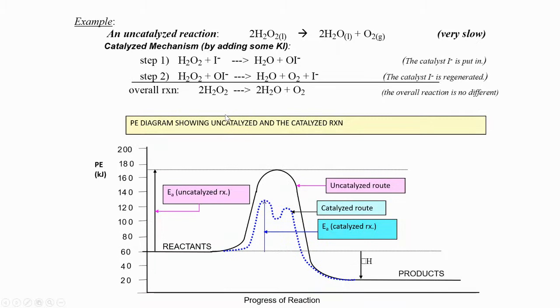How does it influence the PE diagram? So two things we have to know: mechanisms and our PE diagrams. We can see the uncatalyzed route. These are the EA. Our catalyzed route has a much lower EA, and then more steps. This one has one bump, this one has two bumps. So that's the catalyzed route. Our delta H stays the same. The reactants and products are exactly the same. For the reverse reaction on the catalyzed route, the EA is also lower. So if a catalyst lowers the EA for the forward reaction, it's also going to lower the EA for the reverse reaction as well.